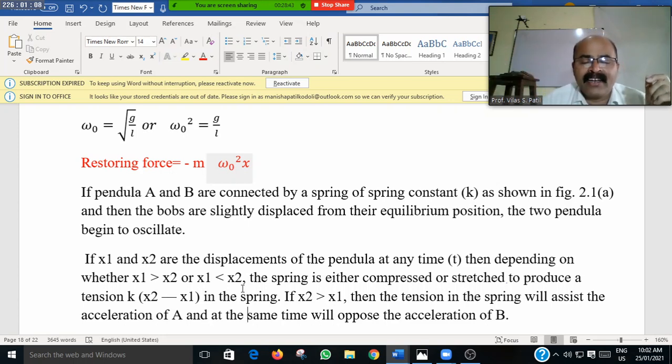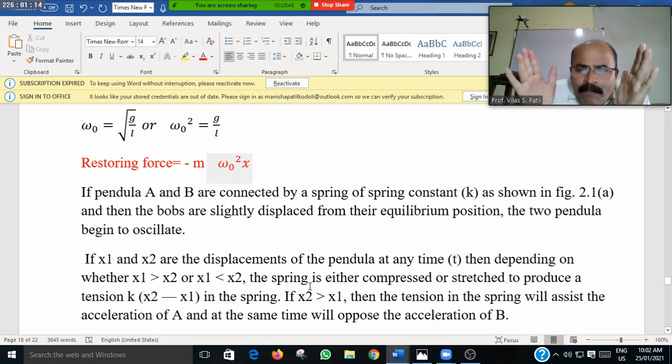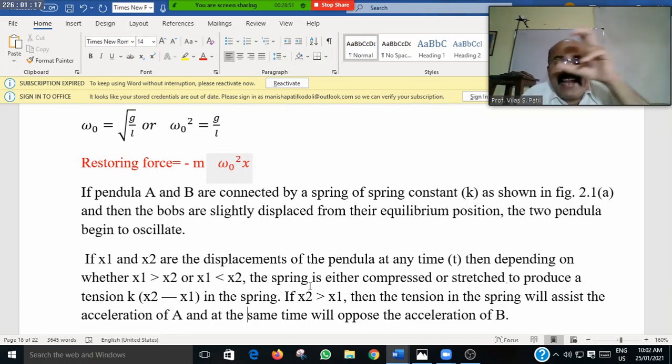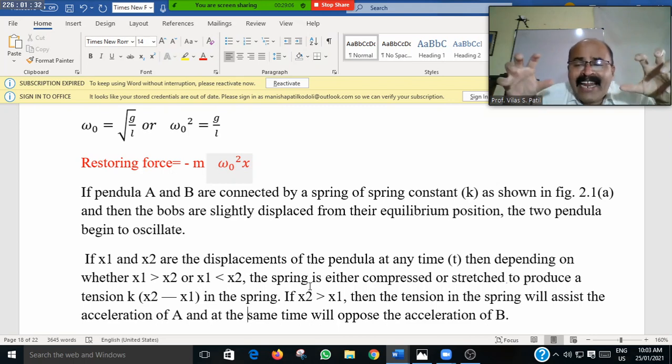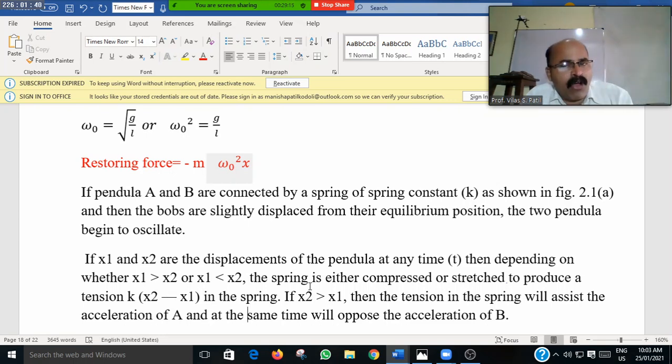There are the two conditions, that either spring is compressed, स्प्रिंग कॉम्प्रेस झाली, x1 वाढेल, x2 कमी होईल. स्ट्रेच्ड झाली, इलॉंगेट झाली, x1 कमी होईल आणि x2 वाढेल. Means that on the status of the spring which is connecting between two pendula A and B, the displacement nature will depend. If x1 is greater, the spring is compressed. If x2 is greater, the spring is stretched, and that will be considered here.